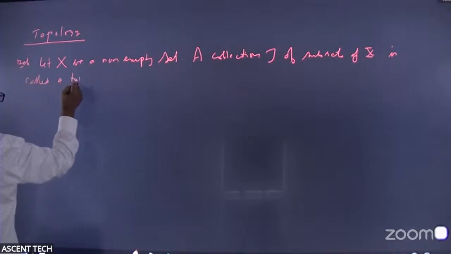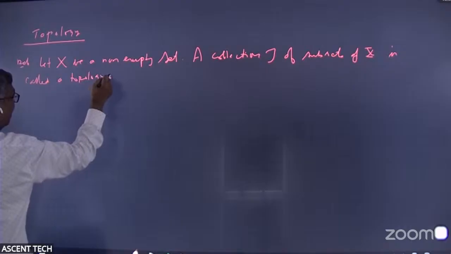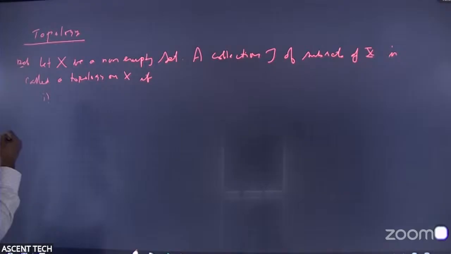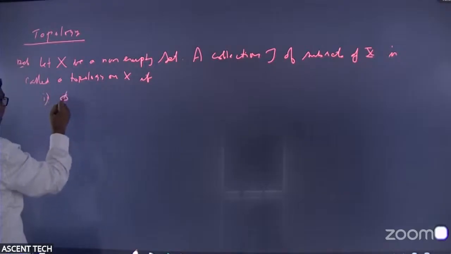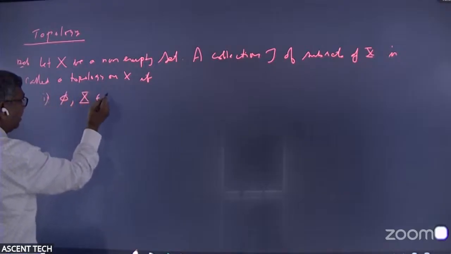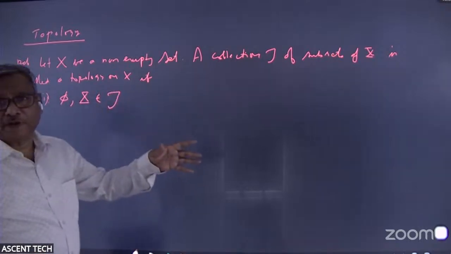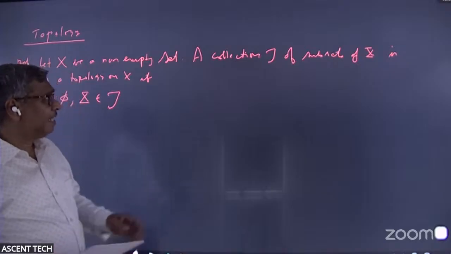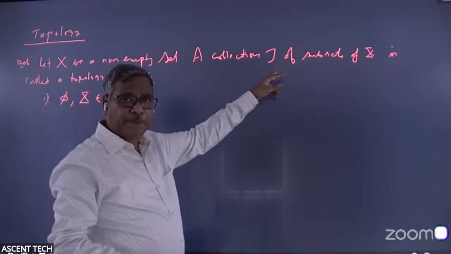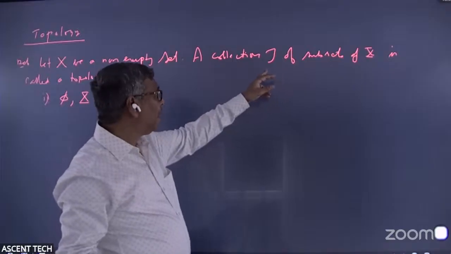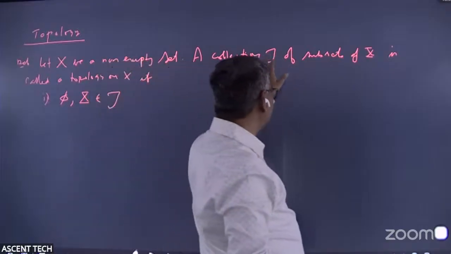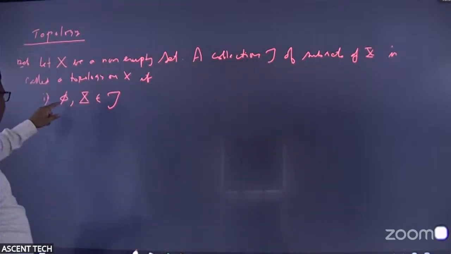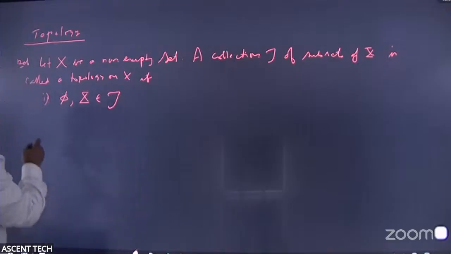A topology on X if the following conditions are satisfied. First condition: the null set and the entire space both are in T. T is a collection of subsets of X. X is a nonempty set, and looking at lots and lots of subsets of X, they're all put in this family T. Script T consists of a lot of subsets of X. And what properties does it satisfy? The empty set and X are actually in T.